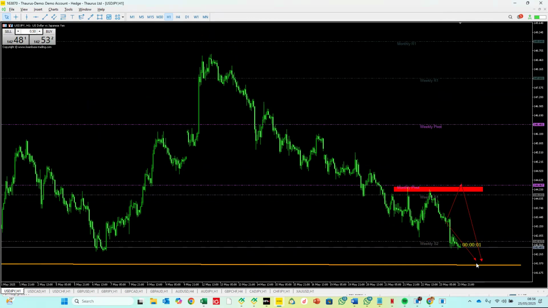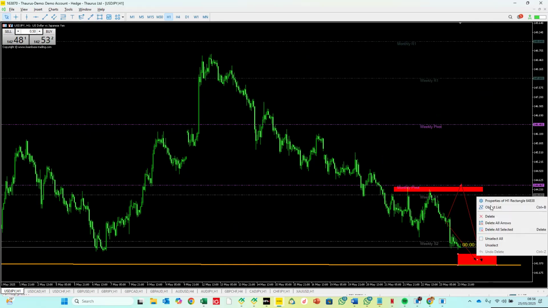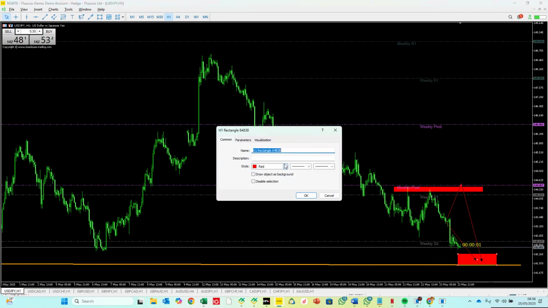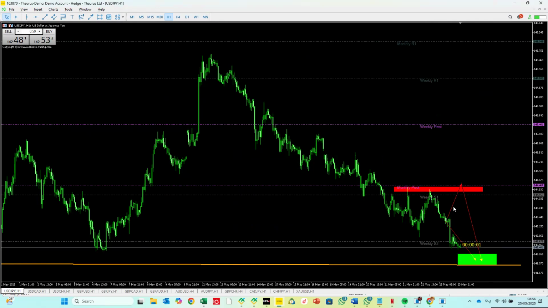But this is where I'm expecting price to get to. So if I'm going to be buying US dollar Japanese yen, I'll be willing to buy it around this area, which I'm going to be coloring green right there. So when price gets here, I'm then going to be looking out to taking a sell trade. So I'm just going to update this to something like this. So this gives me an understanding of where to wait for price.